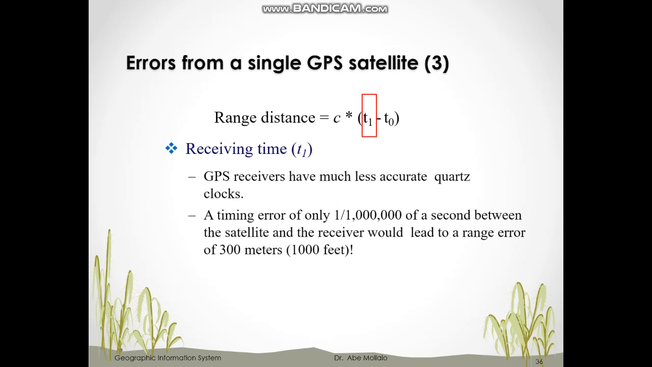Now let's look at T1, the time of receipt. That's the error from our side, from our GPS receiver. The GPS receiver has a much less accurate clock, which is a quartz clock, as compared to the atomic clock on the satellite. For example, if our handheld GPS has a timing error of only about 1/1,000,000 of a second, this formula will give you about 300 meters of error, or almost 1,000 feet of error in the location. So that's a lot of offset in the position.